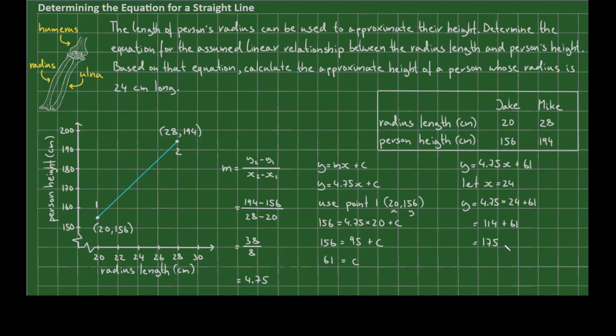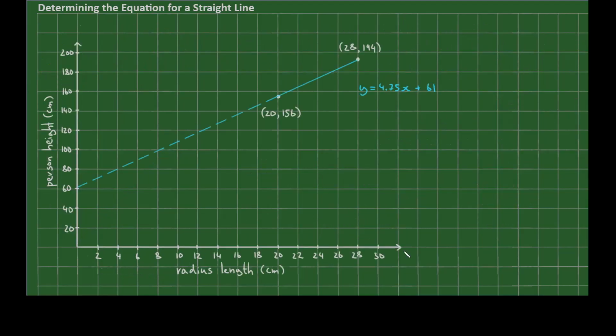Now that I have solved the problem, I'm going to take a few moments to talk about these discontinuities on my axes. What would this graph look like if I did not have them? It would look something like this. Once again, here is the point for Jake at 20,156, and here is the point for Mike at 28,194. I have connected the 2 points and then used a dash line to see where it would hit the y-axis. And it appears to be somewhere around 60, which does match our equation.